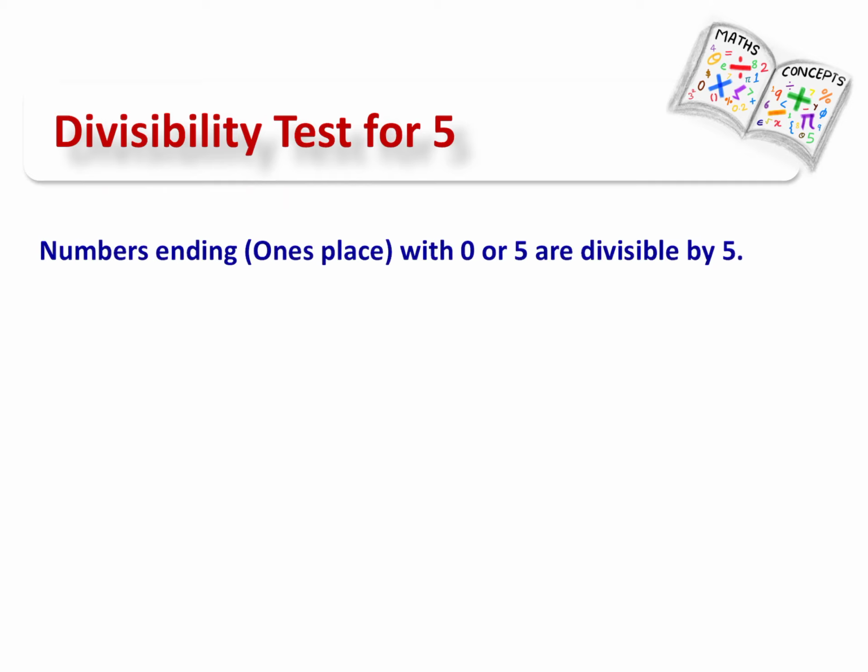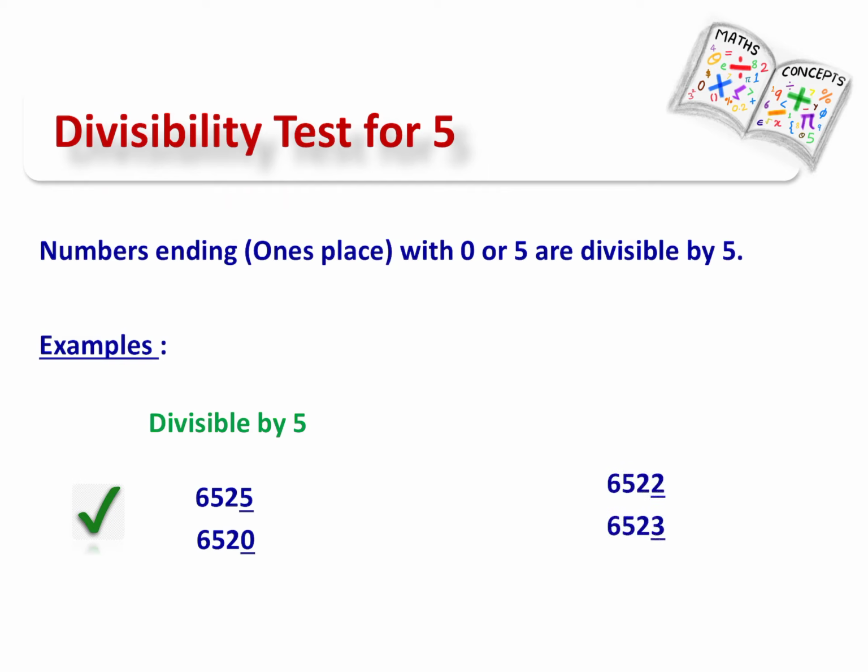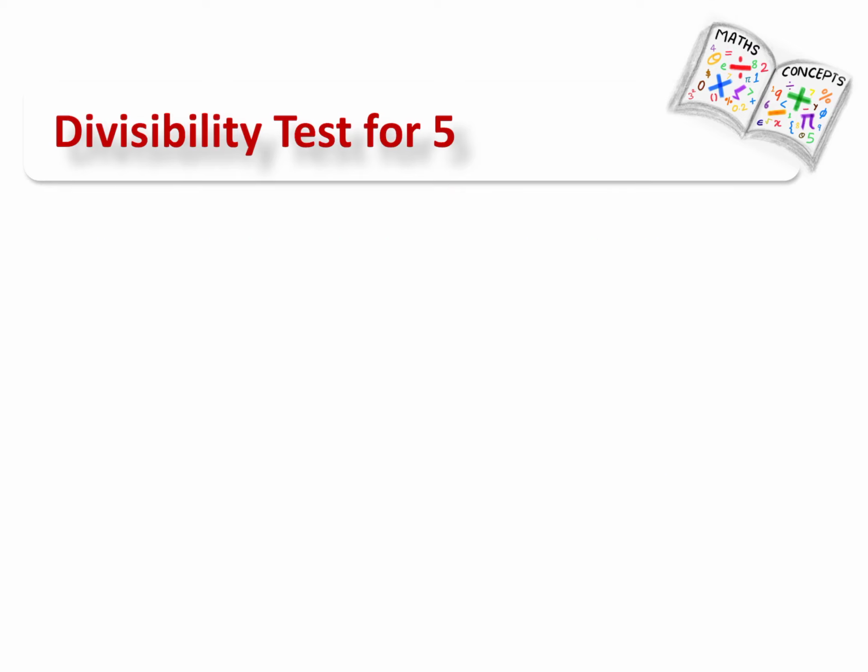Now the next divisibility test is pretty simple. The numbers ending with 0 or 5 are all divisible by 5, right? So examples are 6525 or 6520. These are divisible by 5, and numbers which do not end in 5 or 0 are not divisible by 5. Let's validate this test.